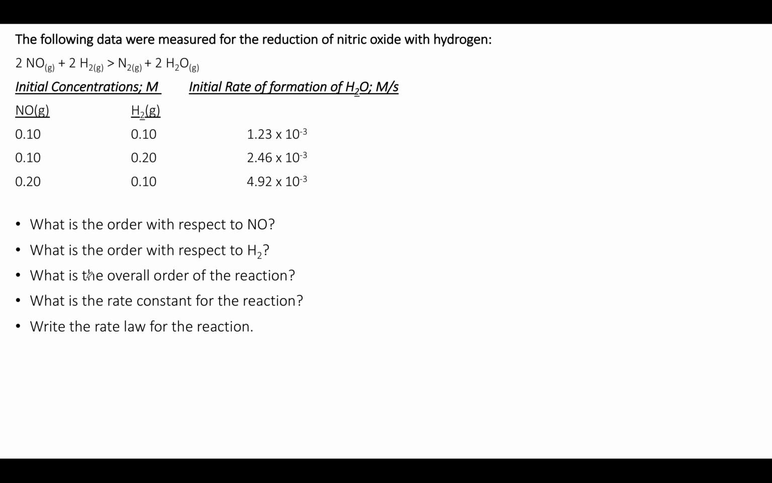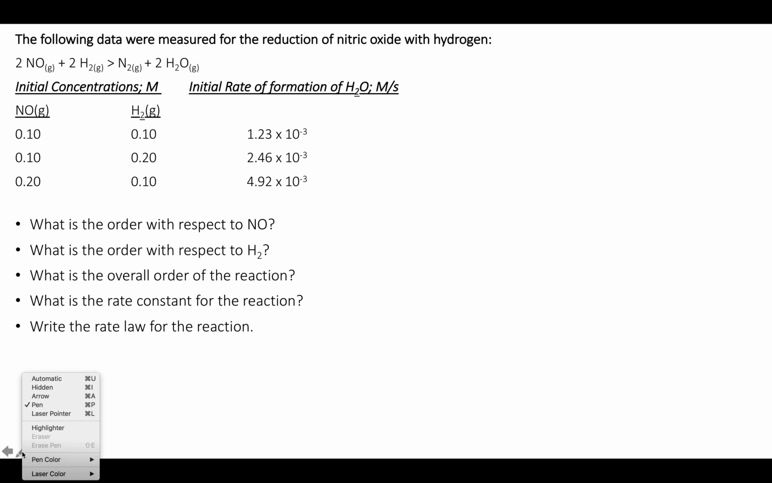So I ask you 5 things. What's the order with respect to nitric oxide? The order with respect to hydrogen gas? The overall order? What is the rate constant? And then we're going to write the rate law. We cannot write the rate law without determining everything above, so this is the last thing you're going to want to do.